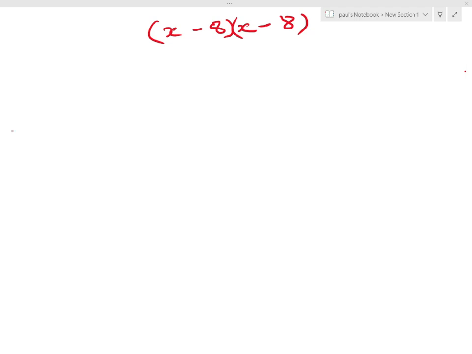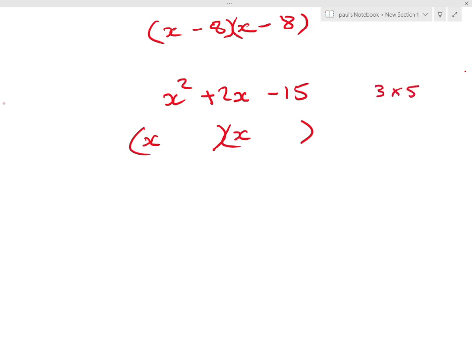Let's have a look. X squared plus 2x minus 15. Okay. So x goes in there, x goes in there. 15. Two numbers that multiply to get 15 have a difference of 2. So it must be 3 times 5. So we'll put 3 in there and 5 there.